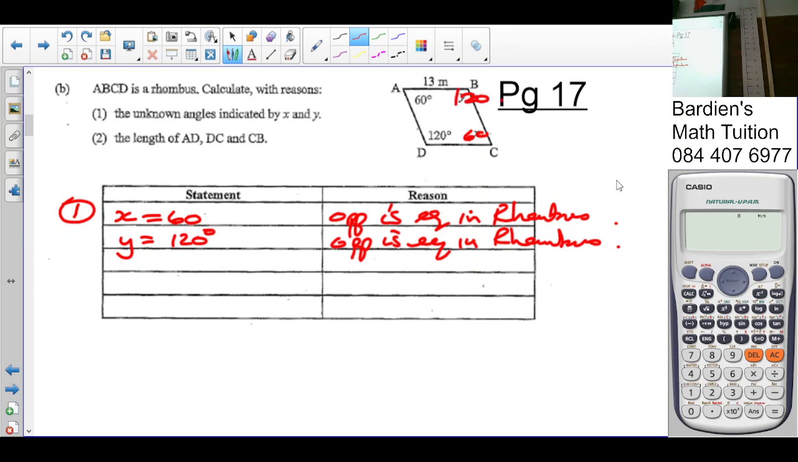People, number 2. Number 2 says the lengths of AD, DC, CB are all equal to what?